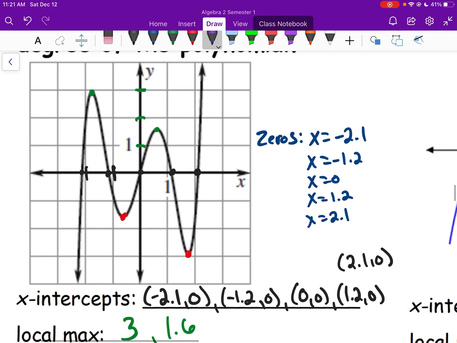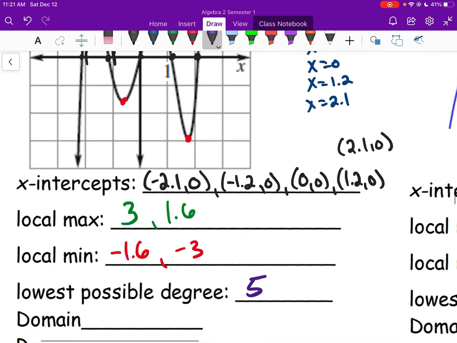And also look at the end behavior. Okay, they're going in opposite directions, so if going opposite directions, that's an indicator of an odd degree, so it is probably a 5th degree polynomial.